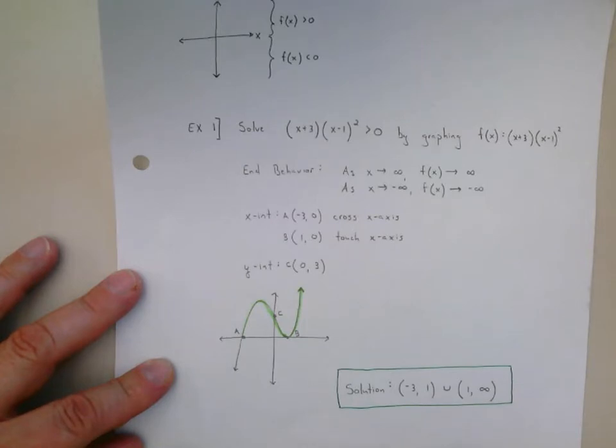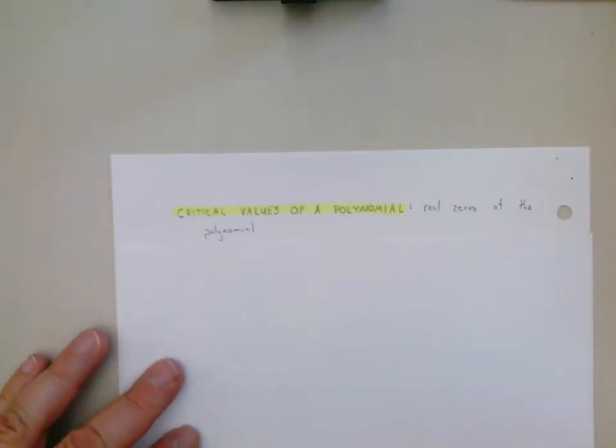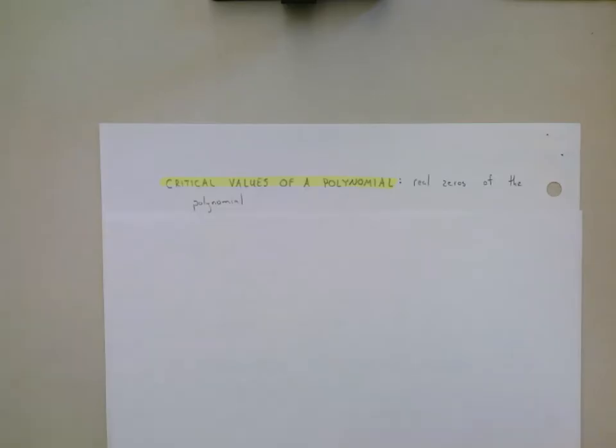The next thing we're going to do to satisfy our objective is look at solving polynomial inequalities algebraically. To do that, we're going to rely on a definition for a term called the critical values of a polynomial. The critical values of a polynomial are simply the real zeros of that polynomial. So let's take a moment and look at how we can use the real zeros of a polynomial to solve polynomial inequalities.